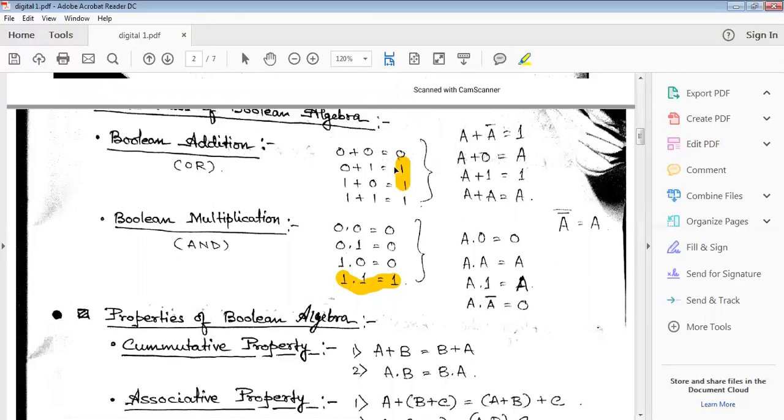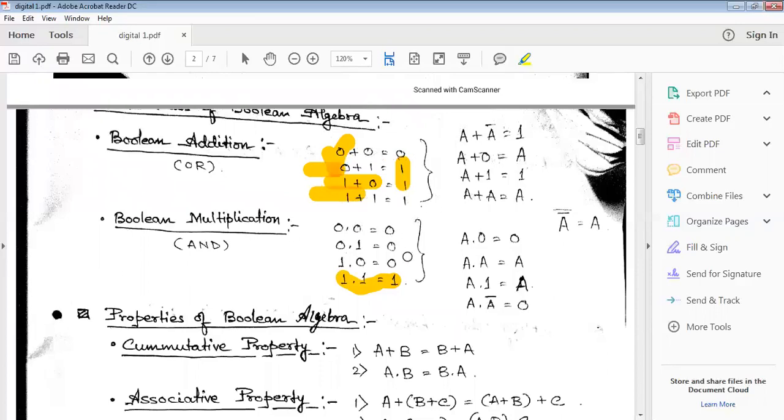A plus 0 is A. Suppose something plus 0 is equals to something, and in that third case 1 plus 0 is 1, so A plus 0 is A. And when I look at this second one and this fourth one, A plus 1, that is 0 plus 1 is 1, 1 plus 1 is 1, so 1 plus anything will be equals to 1. And A plus A, that 0 plus 0 is 0, 1 plus 1 is 1, so A plus A will be A.